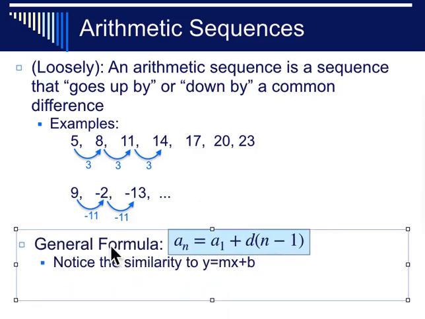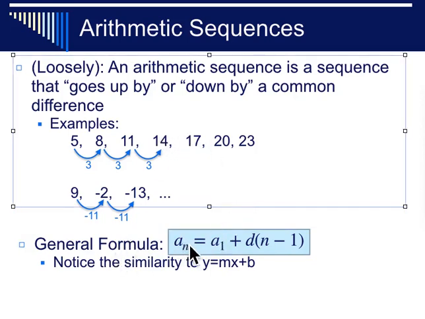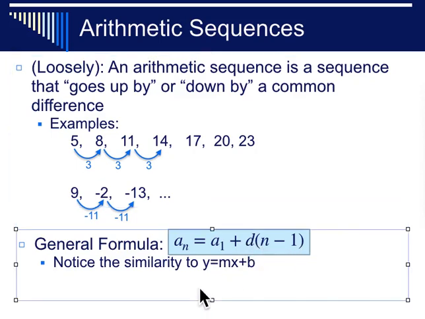Now, the general formula for an arithmetic sequence is something you should memorize. The general formula is to start with the first term, and then you add whatever that common difference is times n minus 1. I hope you notice that this is very similar to y equals mx plus b. So your a_n value is equal to your starting value, your b value, and then d really acts a lot like a slope.